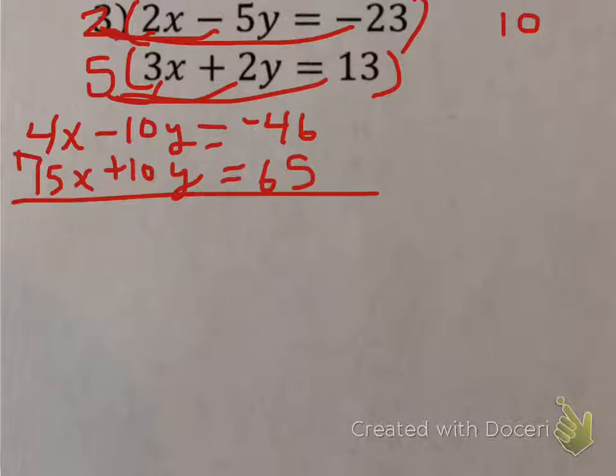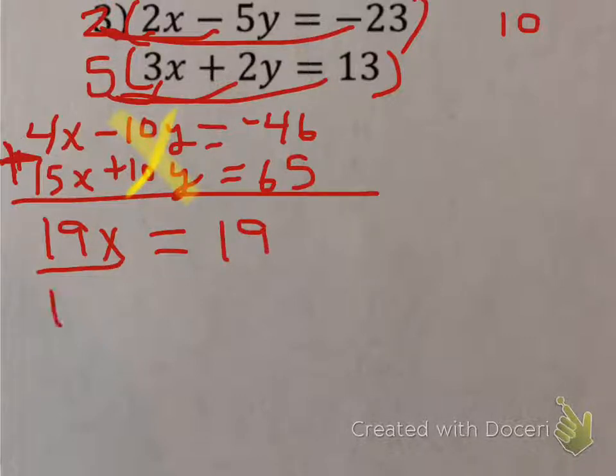Now I'm going to add these straight down the way that they are and see if they cancel. So those 10s are going to be gone. They cancel, which is why I did this in the first place. Here I have 4 plus 15. That was a funny plus sign right there that kind of makes it look like 75, but it's not. It's 15. So 4 plus 15 gives me 19x. And -46 plus 65 gives me 19. Divide both sides by 19 and x equals 1.